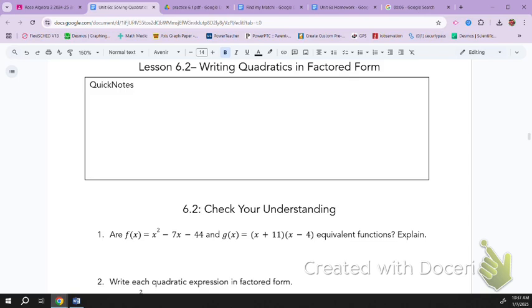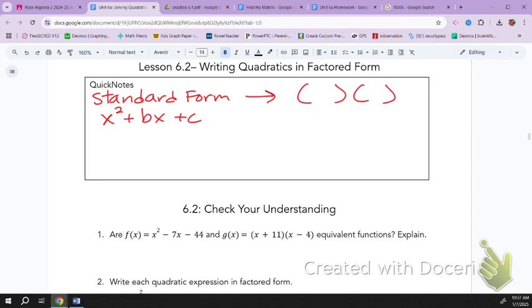So when we are writing quadratics in factored form, what's happening is we're going from standard form, x squared plus bx plus c, and then we're trying to write it in our factored form. And what we're using here is a diamond or a giant X. In my giant X, I'll always put my C value, and in the bottom, I'll put my B value from my standard form.